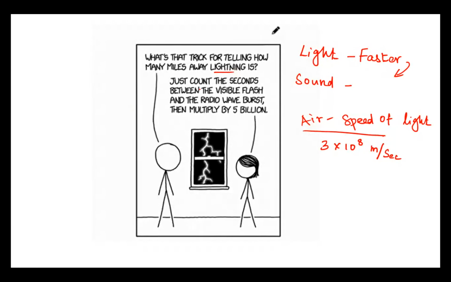So how will you find this? Just count the seconds after the visible flash. If you have a lightning strike, count the few seconds until you receive the light, and multiply by 5 billion. That gives the distance between the receiver and the lightning, so you find how many miles away it is. Okay, light is fine. We'll come to sound.